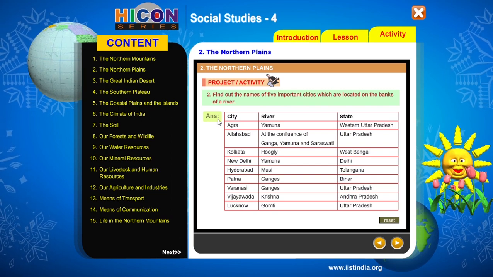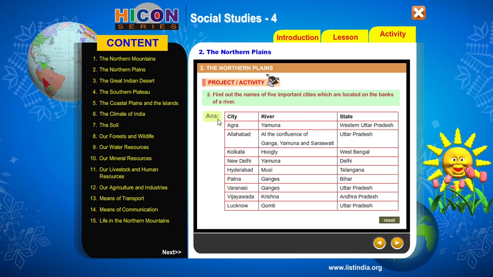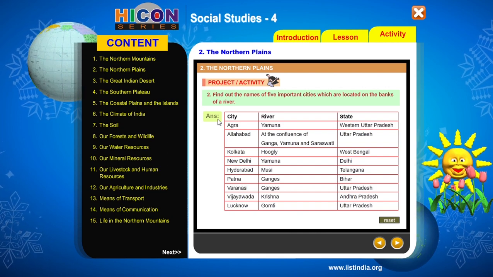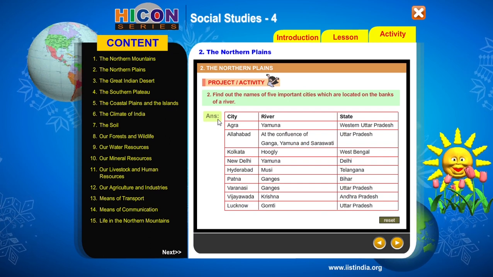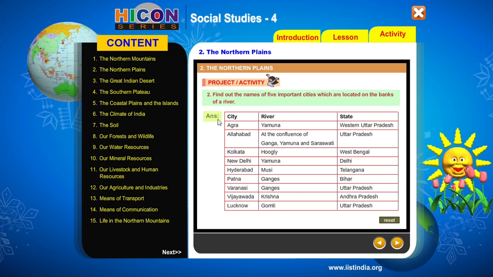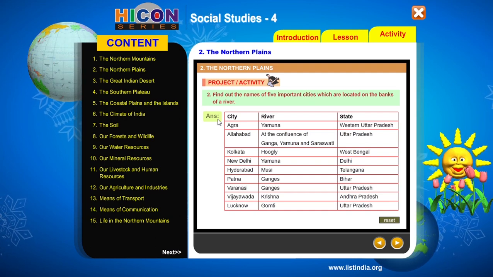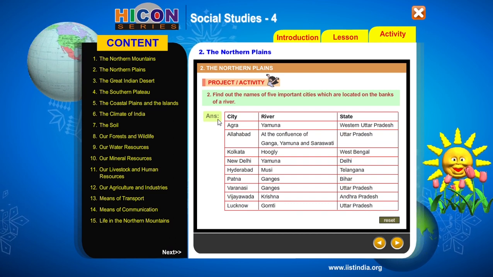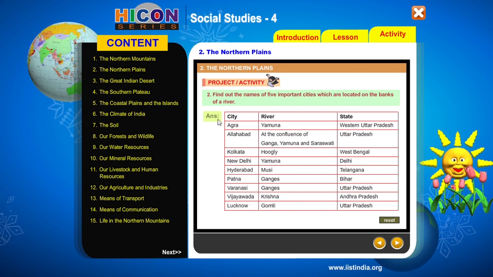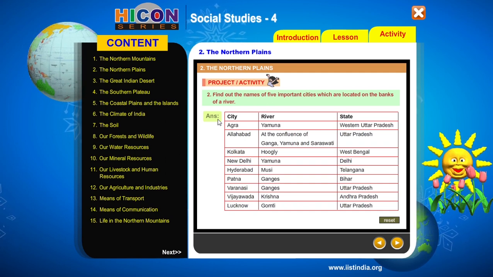So now I will keep the screen the same for another minute for you so that you can have a look at the table and the data once again. Okay. Now we'll move on to the next one.